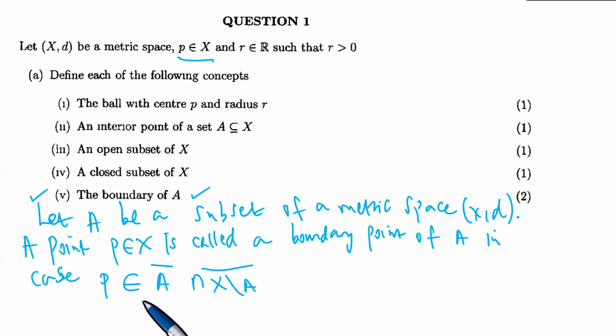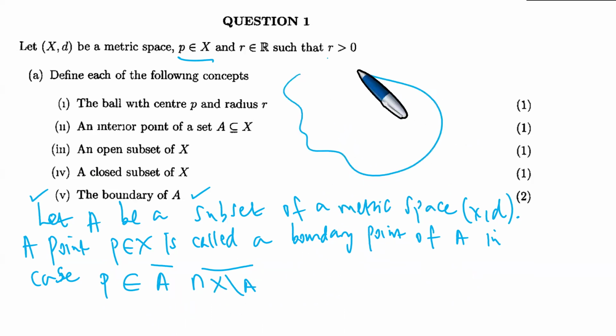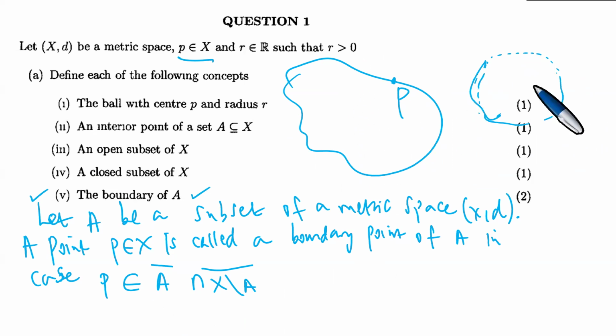So P is called a boundary point of A in case P is an element of the intersection of the closure of A and the closure of the complement of A. This is a smart definition. If you want to define a boundary point, P is a point in the intersection of the closure of A and the closure of the complement. Not all sets are closed, so some sets do not contain their boundaries. An open set does not contain its boundary, for example, like a dashed boundary.